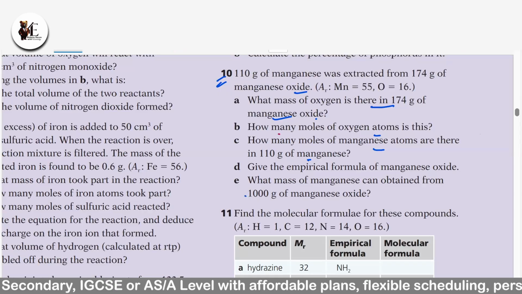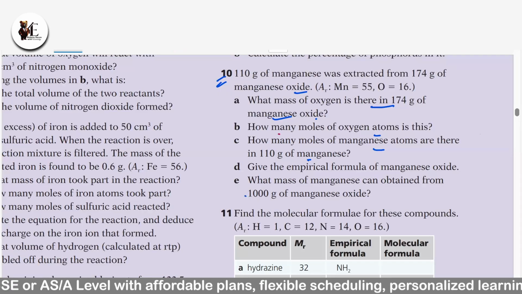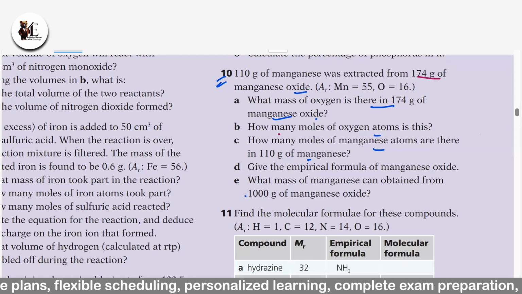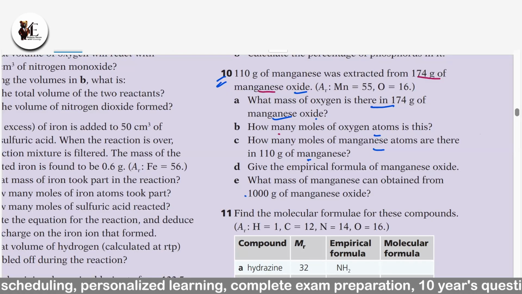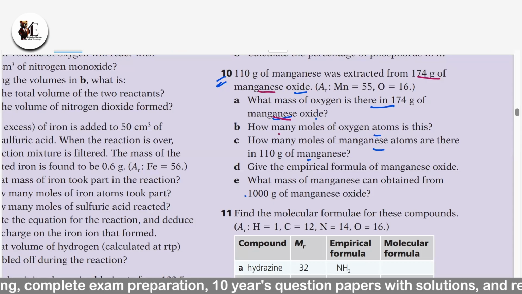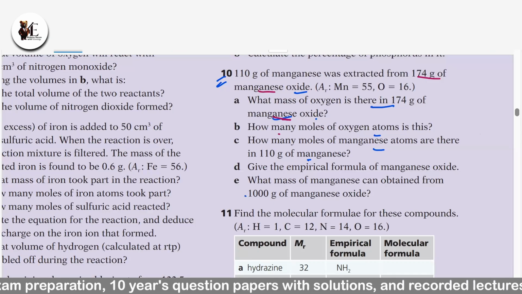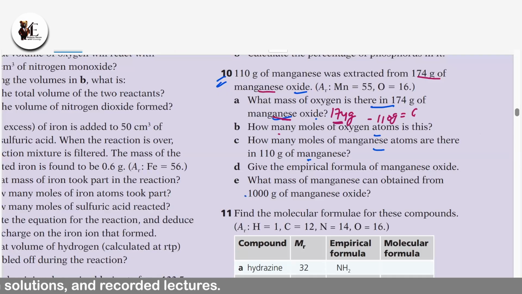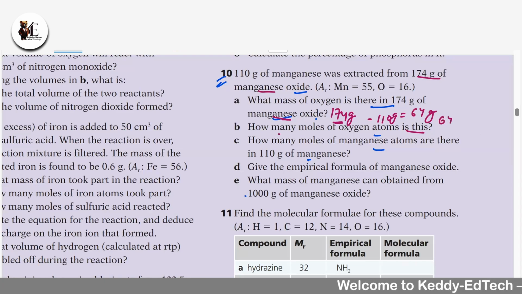Done. Yeah. So the question is that 110 gram of manganese was extracted from 174 gram of manganese oxide. So what mass of oxygen is there in 174 gram of manganese oxide? 64 grams of oxygen. Yes, because the manganese oxide mass minus the manganese gives you 64 grams. Okay. How many moles of oxygen atoms is this? The 4 moles. Yes, number of moles is equal to given mass upon molar mass, which is equal to 4.